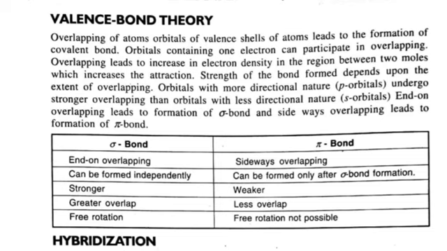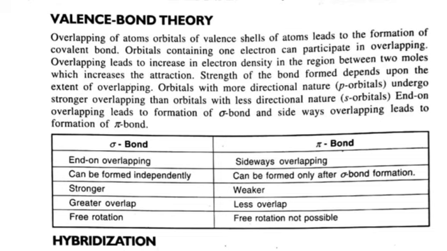Remember those 2 concepts, as I have already discussed them in the valence bond theory video. You can open my channel and look at that video. Here is just a short revision about the valence bond theory. According to this theory, overlapping of the atomic orbitals of the valence shell of atoms leads to the formation of a covalent bond. Orbitals containing 1 electron can participate in overlapping, which increases the electron density in the region between the 2 nuclei, which increases the attraction.